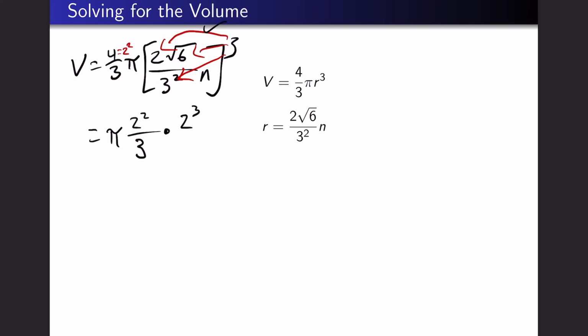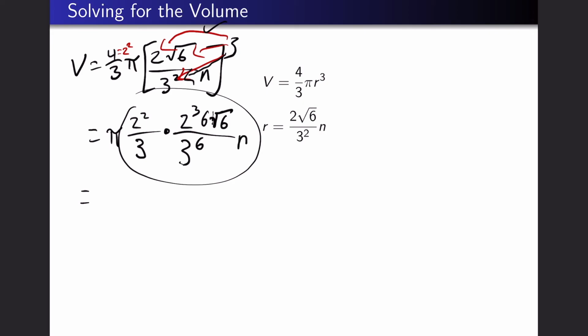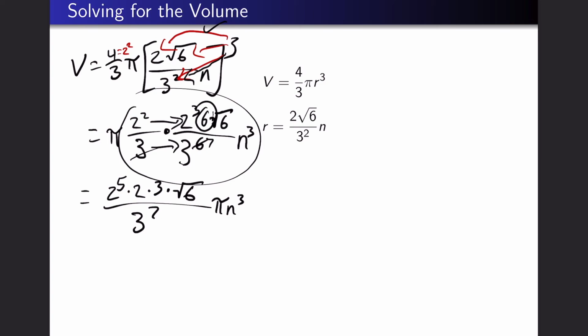That's that one done. Now 6 to the 3, that's going to be a 6 times root 6. And then this 3 gets distributed here. That's a multiplication of the exponent, so that's 3 to the 6. All right, it's ugly. I forgot the n cubed. Let's go ahead and put these two values together. So that's 2 squared times 2 to the third, that's 2 to the fifth. This 6, I'm actually going to break down into a 2 and a 3. You'll see why in a second. Times root 6. Now down here, they just add up, so this is now 7. So that's 3 to the 7, and then pi n cubed, just pushing that back so it's prettier.